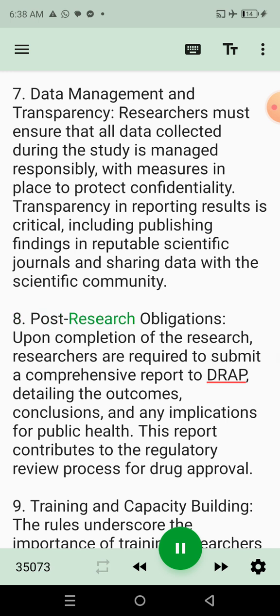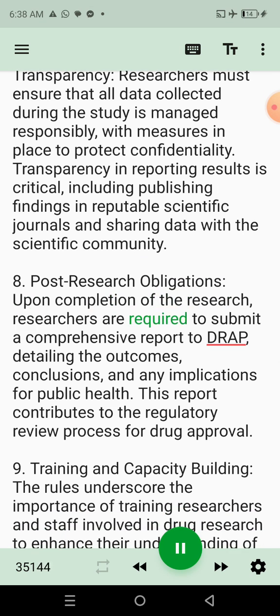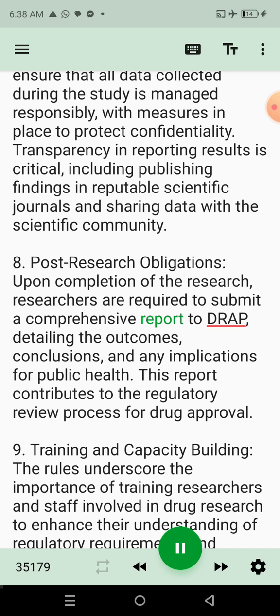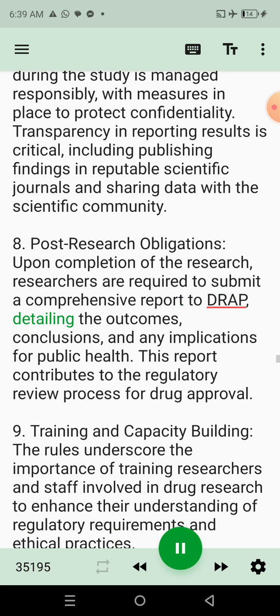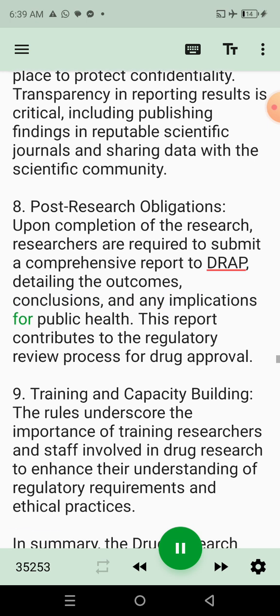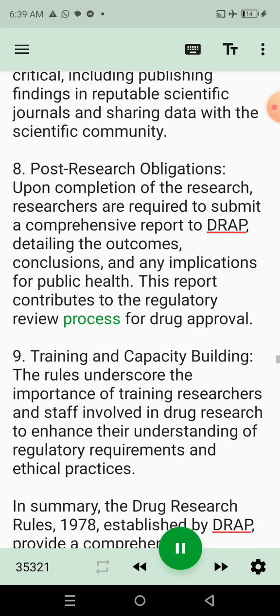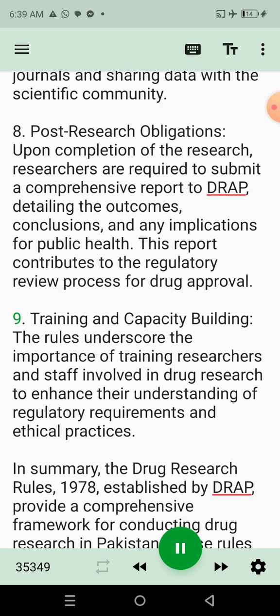8. Post-research obligations. Upon completion of the research, researchers are required to submit a comprehensive report to DRAP, detailing the outcomes, conclusions, and any implications for public health. This report contributes to the regulatory review process for drug approval.